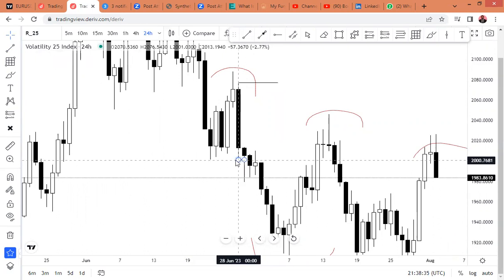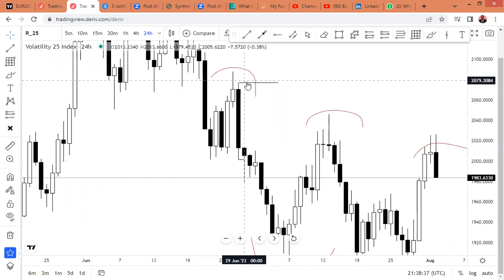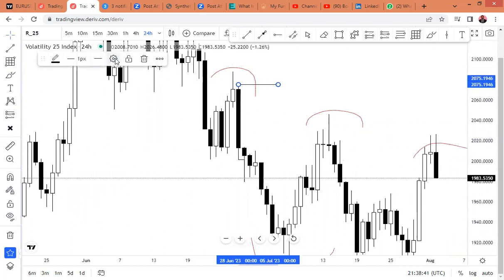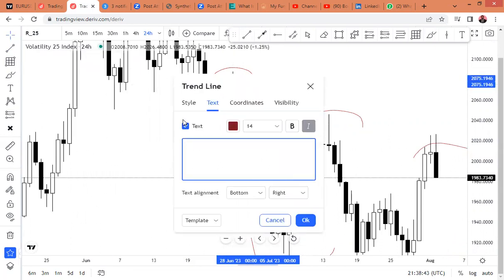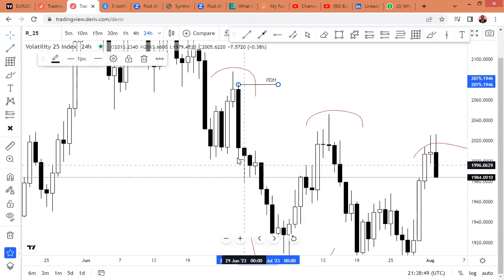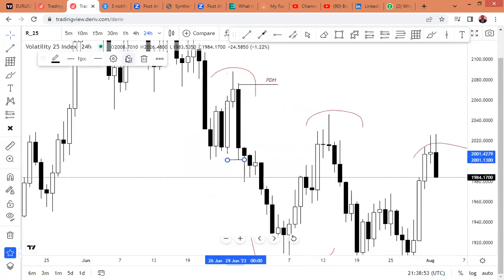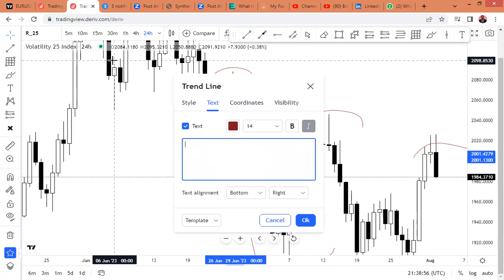So this is the low of the candle, and this is the high of the candle. Just mark the previous day. I'll call this previous day high, and this is previous day low. Let me extend this to this place, previous day low.